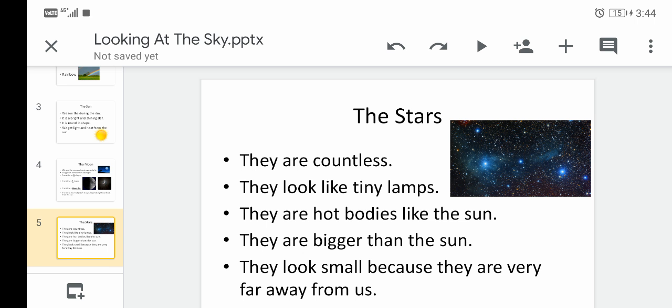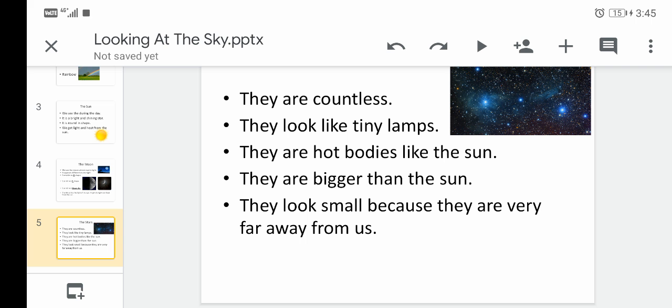The sun is a hot body, and the stars are also hot bodies, and they are even bigger than the sun, but they look very small. Why? The reason is that they are very far away from us. A good example here is an aeroplane. If we look above in the sky, we see the aeroplane very small because it is very far away from us. But actually, if we are having a flight and we are getting on the plane, when we go near the plane, we see the real size of the plane.